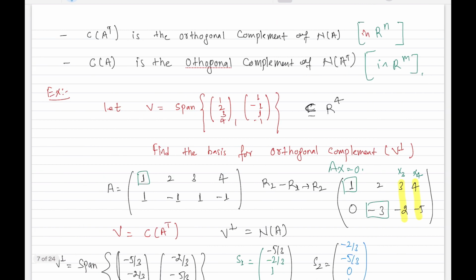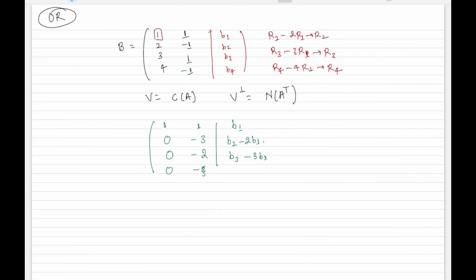Here -1 is right, yes. So here 5 will come, -5. So b4 minus 4 times of b1, right? Now we can have this second pivot also. This is the first pivot, and we can eliminate all this, right? So what will be the elimination steps?